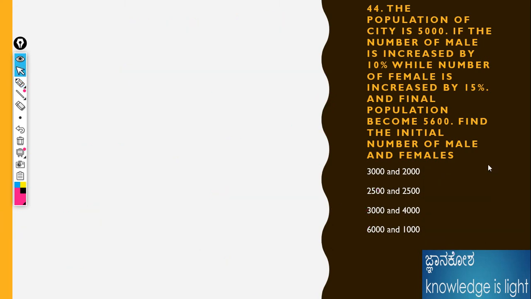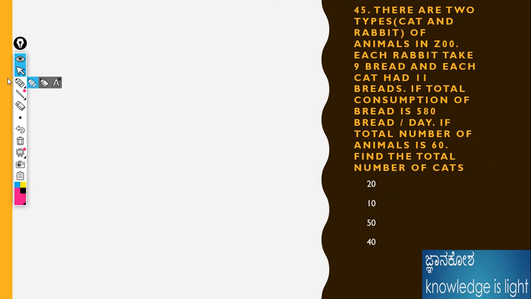Okay, 45. There are two types of animals in a zoo, that is cat and rabbit. Fine. Each rabbit eats 9 bread. And each cat, fine. Each rabbit eats 9, as well as the cat. I will segregate as 9 plus 2. Fine. Okay. The bread is 580, the total consumption of bread. It is a different kind of problem.